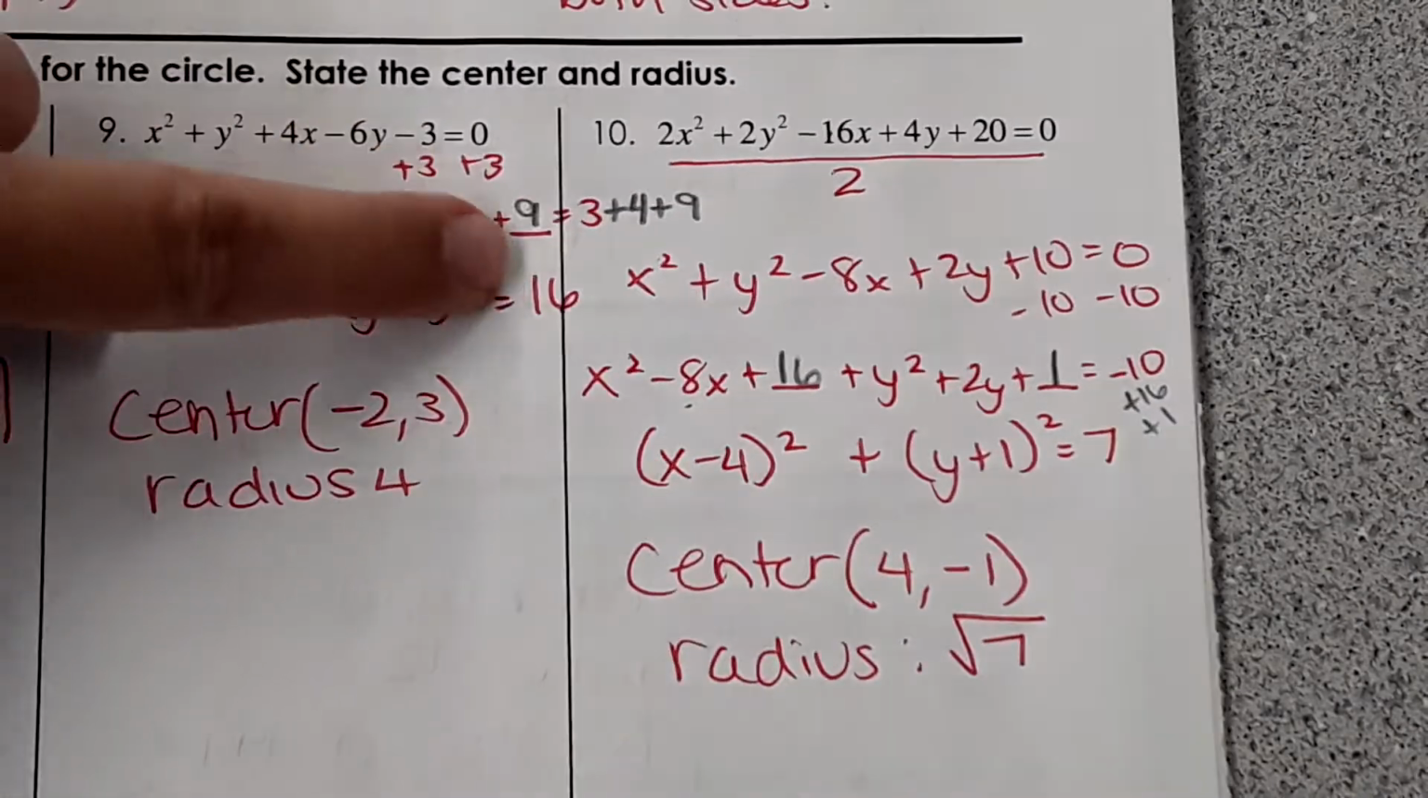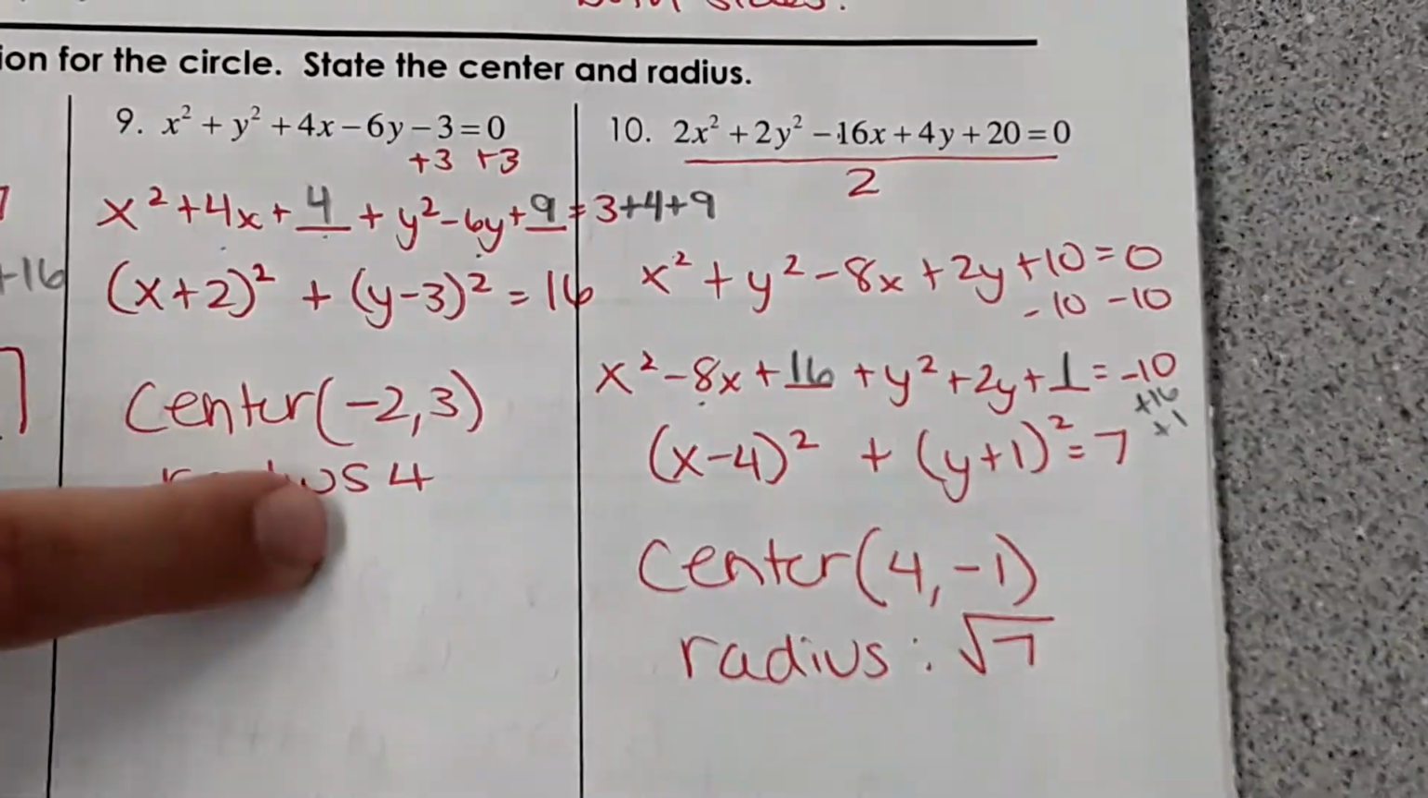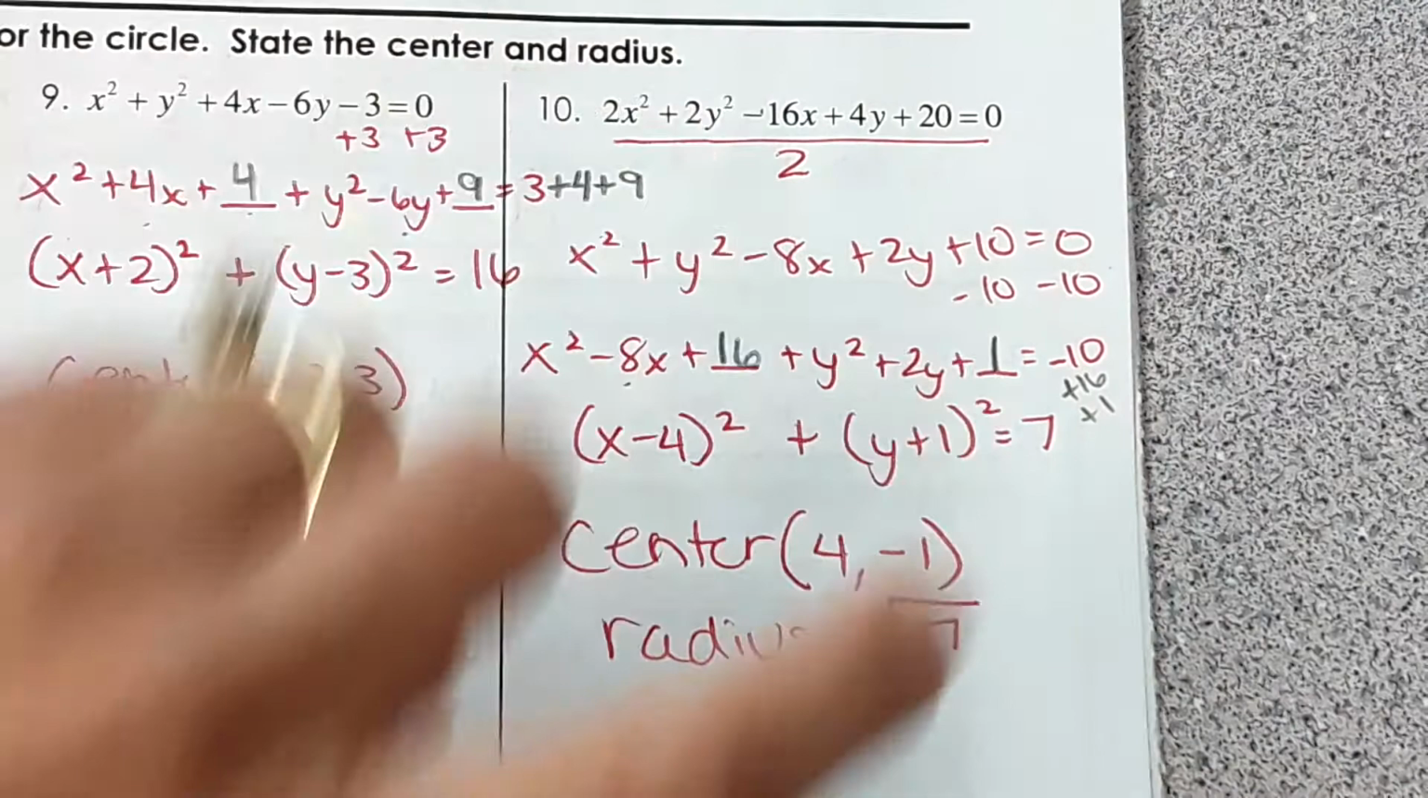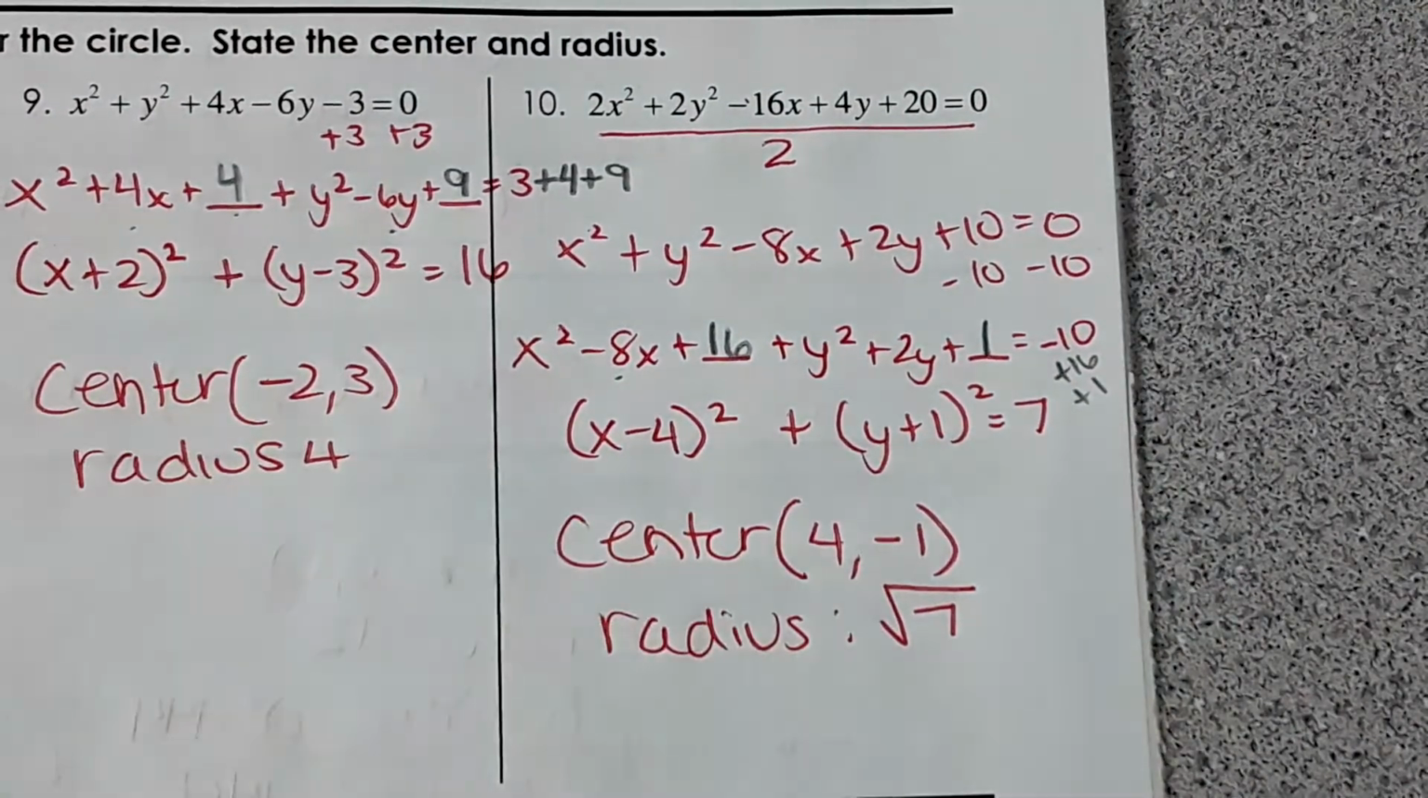For the other ones, when we took the square root, like square root of 16, it came out evenly to 4. But for this one, since it doesn't come out evenly, we're just leaving it as square root of 7.